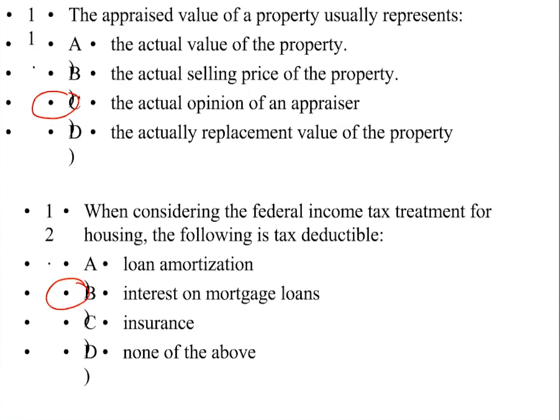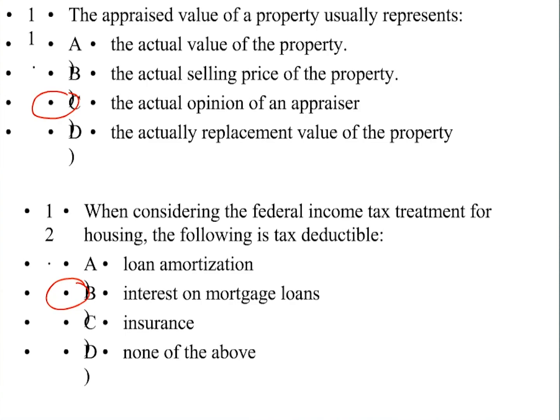The appraised value of a property, number 11, usually represents, and it's not the actual value, we don't know what the selling value is when we're appraising it. We're not saying the actual replacement value, although that may be used to estimate the appraisal, but what the appraised value of the property represents is the opinion of an appraiser.